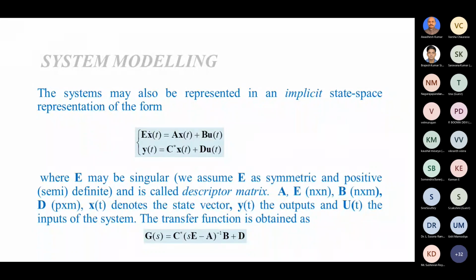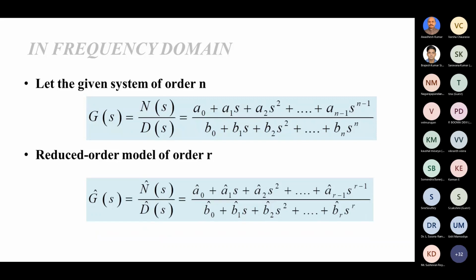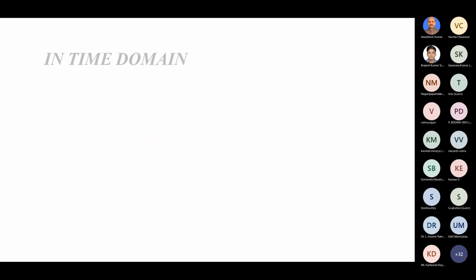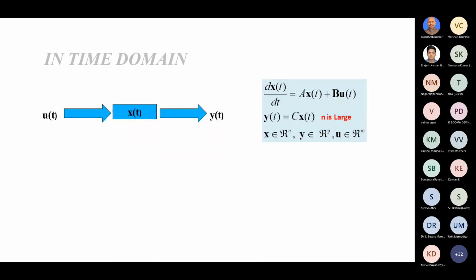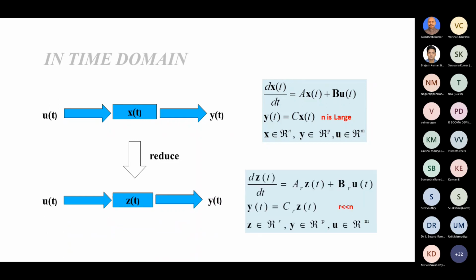And the transfer function can be obtained, as you all know, by taking the Laplace transform of the above equation under the condition that x0 is equal to 0, that is, initial conditions are not existing. So in the frequency domain, the transfer function is given like this, G(s), and the reduced order transfer function is given by G cap (s). These are represented by these equations, and the reduced order model is represented by these equations, right?